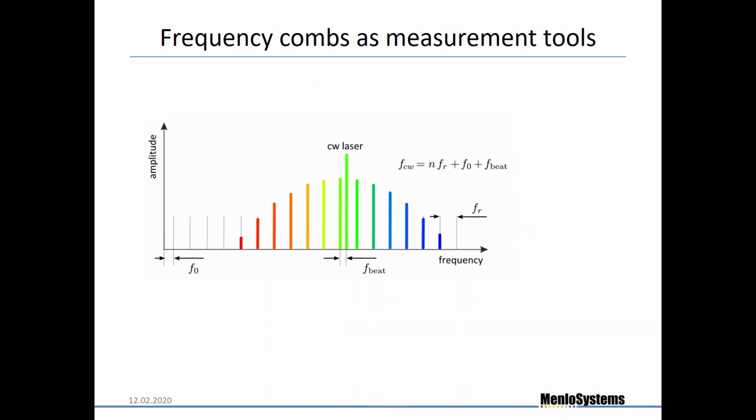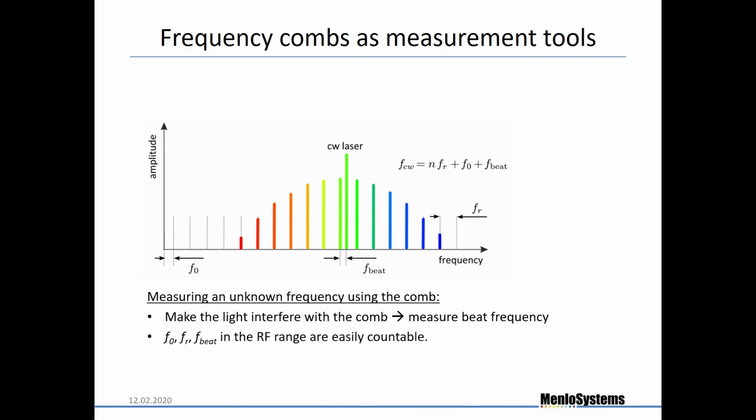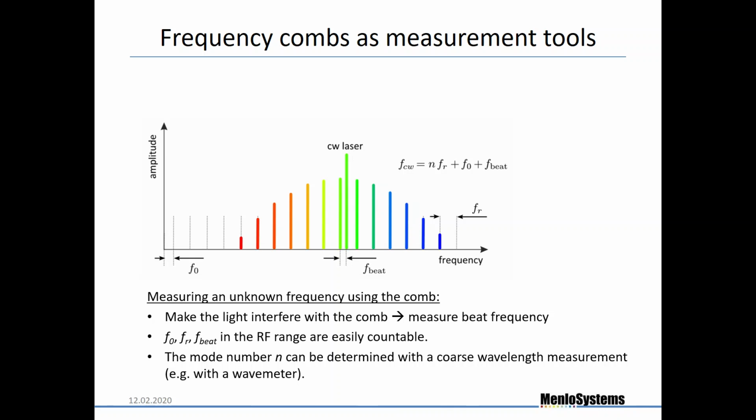But how do we use it? So how do we measure frequencies with that? So imagine that you have a CW laser of unknown frequency, and you want to use a comb to measure its frequency. Then what you do is you make it interfere with the comb, and then measure the frequency of the beat note that you observe. And this beat note will also be in the radio frequency range, just like the offset frequency and the repetition rate, and they can be counted. And then you can quite easily calculate the frequency of your CW laser if you know the mode number as well. So you need to know with which of those comb lines you are recording the beat with.